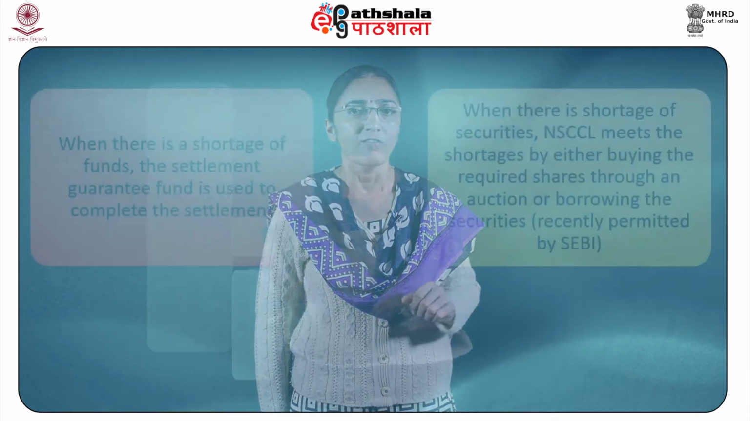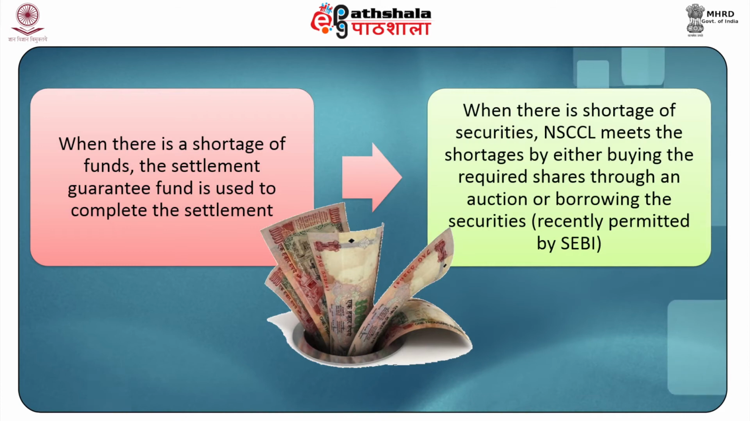To keep track of member positions, NSCCL developed software that would not only inform the members of their exposure positions on a real-time basis, but also stop them from trading once they cross the exposure limit granted to them. In case of default, the NSCCL, which acts as the central counterparty for the settlement process, steps in to complete the settlement. When there is a shortage of funds, the settlement guarantee fund is used to complete the settlement.